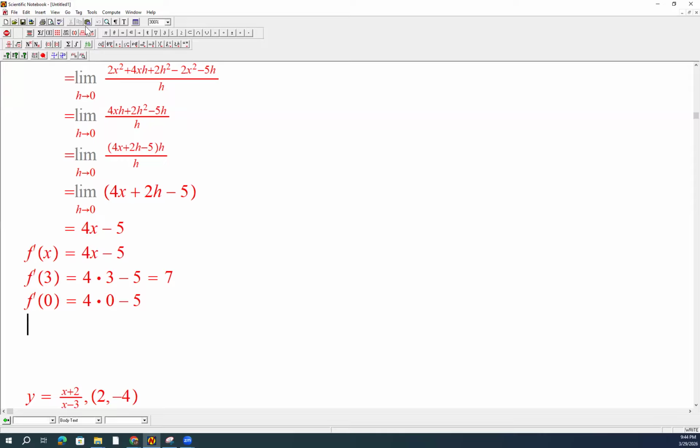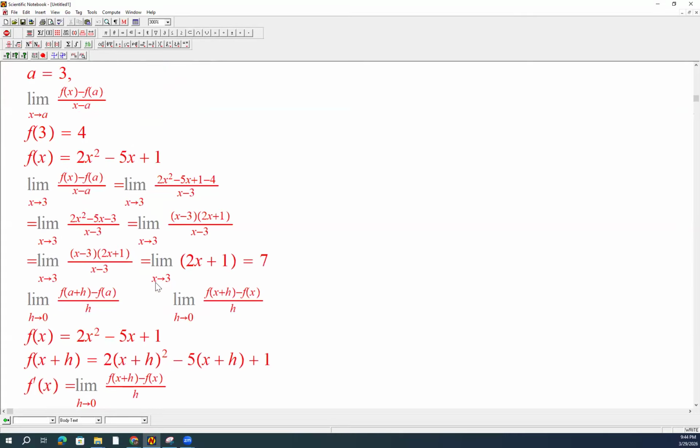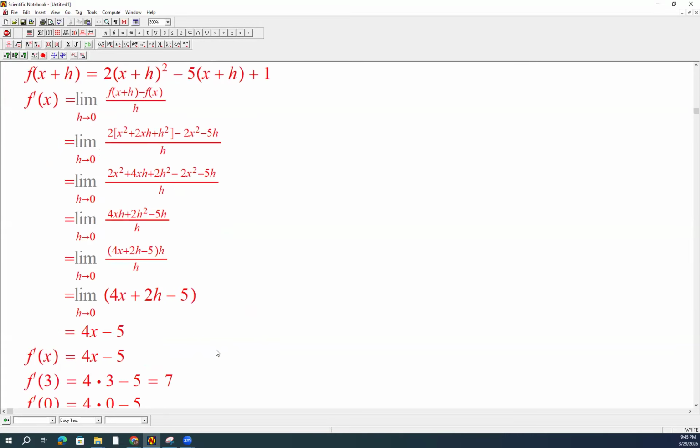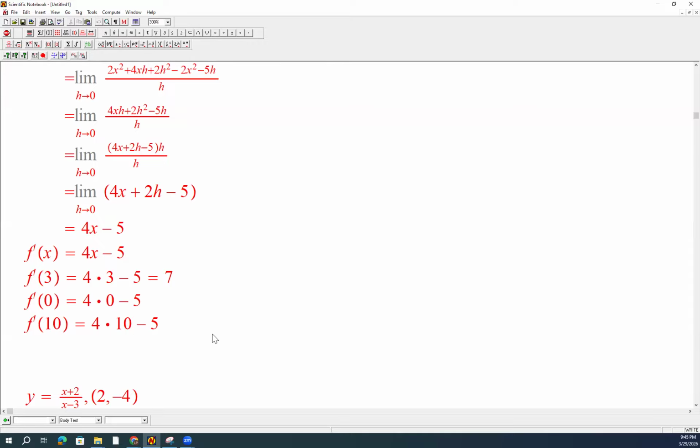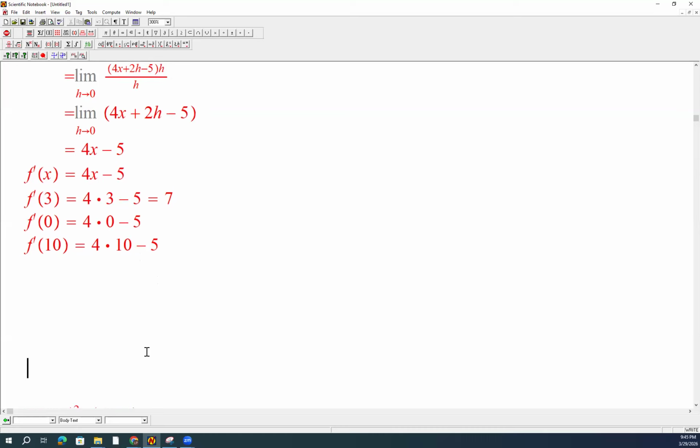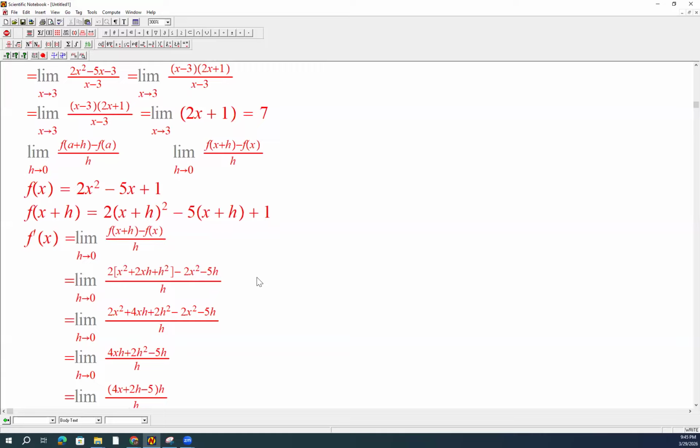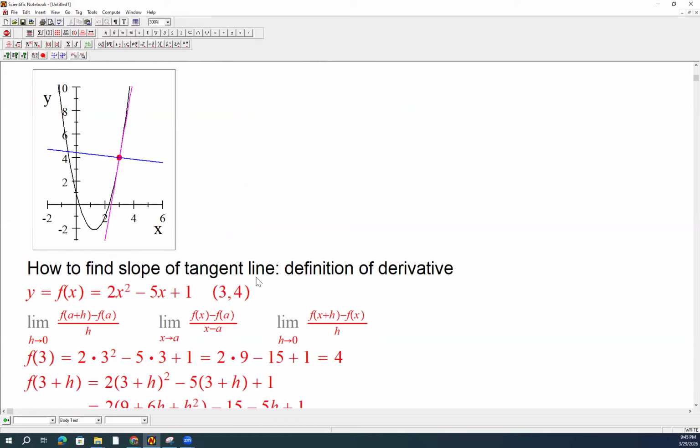If you want the slope for point 10, I'm going to replace x by 10. This way, you don't have to do the whole process all over again. So this is the good news about using the formula. Okay, so this is the third way of using these 3 formulas on derivatives.